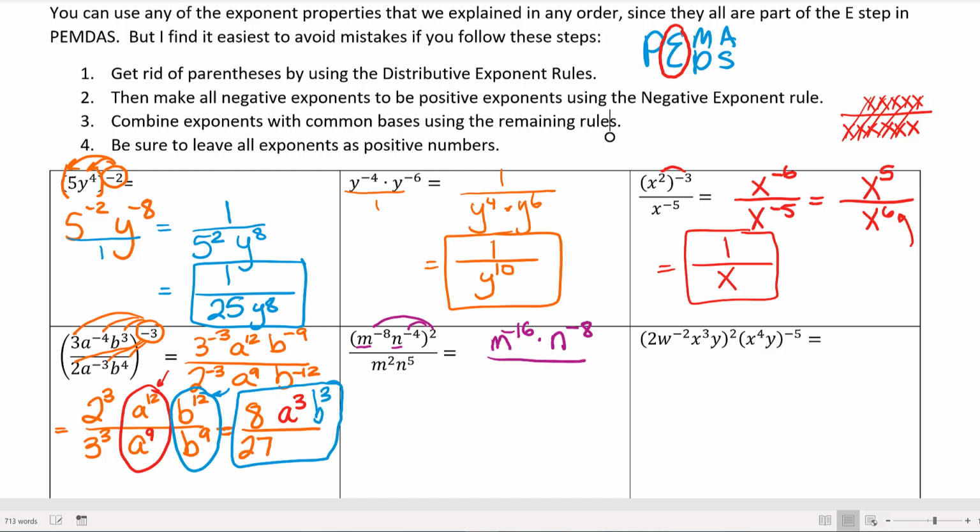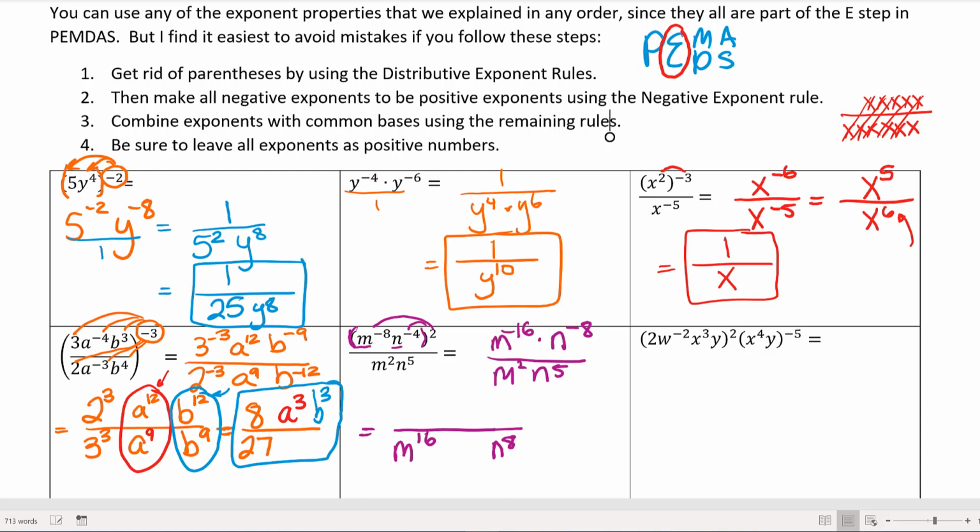Notice that these parentheses only apply to the numerator, so the denominator m squared n to the fifth stays the same. M to the 16 was in the numerator, and step 2 says we want to get all of the negatives to become positive. So the negative in the exponent in the numerator is going to move downstairs, now become positive, m to the 16. N to the negative 8 was upstairs, but now you're going to move it downstairs and make it n to the 8.